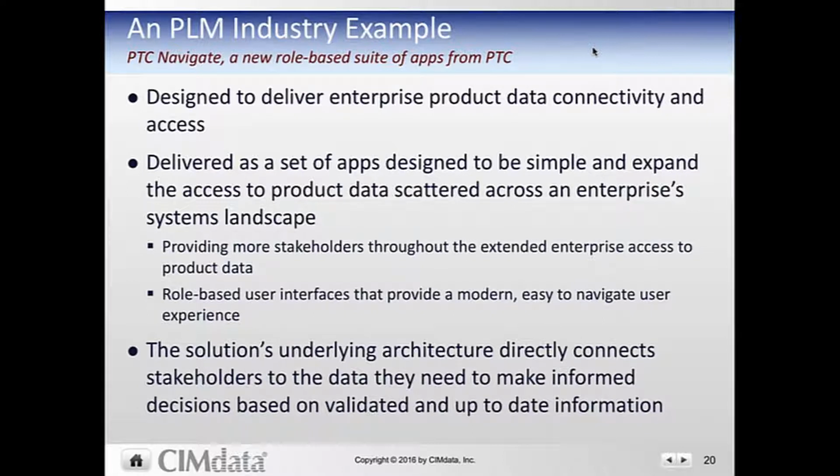It is a role-based user interface, which makes it easier to navigate and provides a better user experience than other solutions that we've seen in the past from different PLM solution providers. And the solution itself provides an underlying architecture that connects stakeholders to the data that they need. And ultimately, why? Because they need to make better decisions based on valid information. So making that connection to the data, no matter where it exists, is quite important. And we're really excited about the solution that PTC has put together to provide these kinds of capabilities to overcome some of the major issues that we've seen in the market.